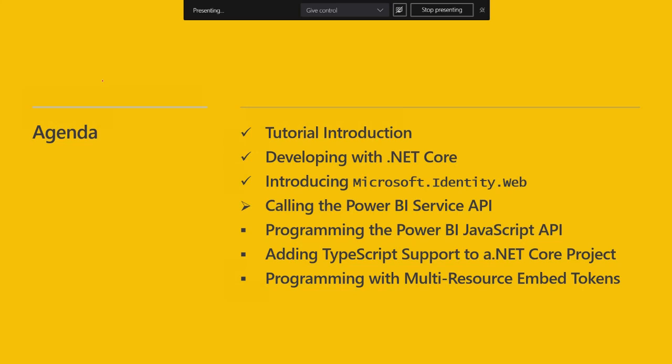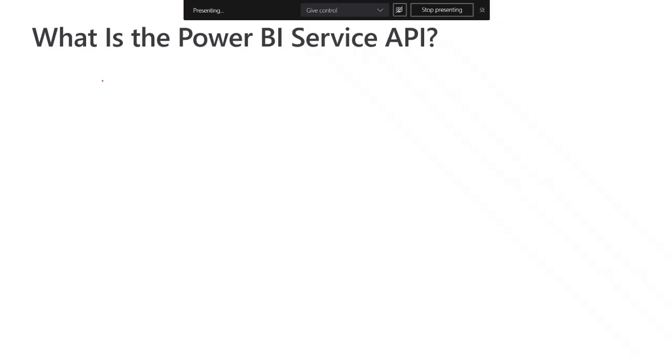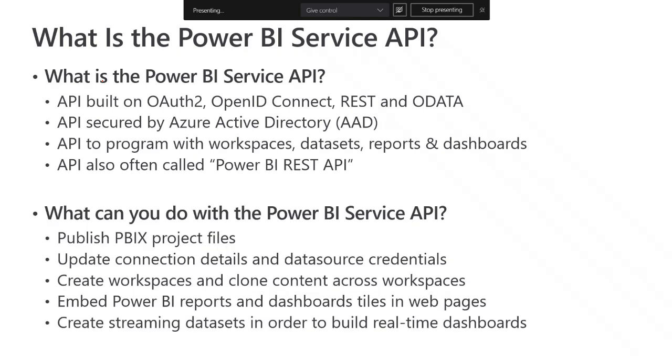And so now what we'd like to do is look at calling the Power BI service. Okay, so far we've authenticated the user, but the next problem we have to solve is leveraging Microsoft.Identity.Web to get access tokens. Now, there's 2 or 3 background slides here on the Power BI Service API. I'm going to go through them pretty quickly. They're here for your reference.